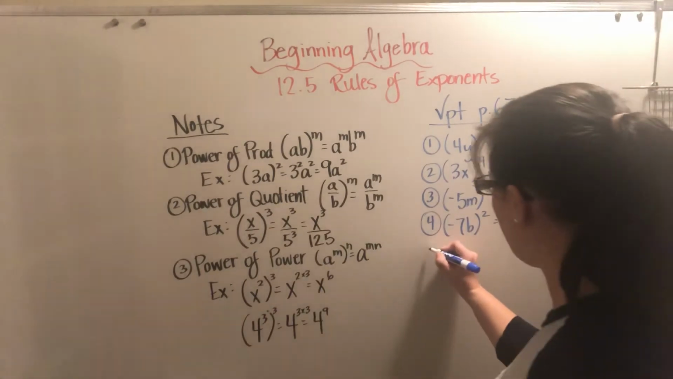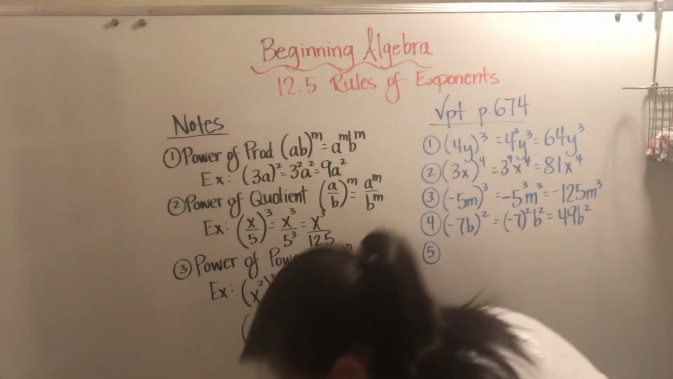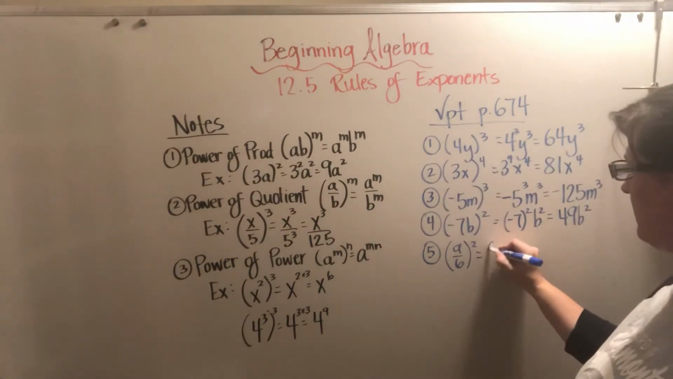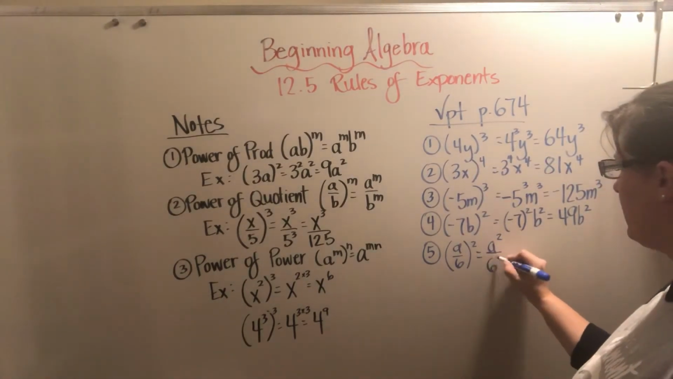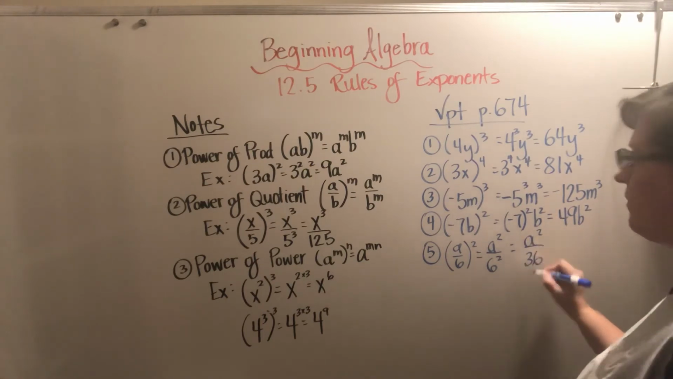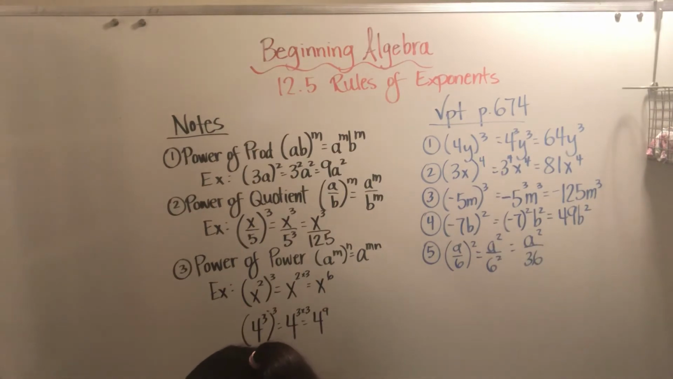I'm going to go ahead and look at 5. I'm just going to do a few because I think you know them. This is (a over 6) squared. All right, a squared over 6 squared means I'm left with a squared over 36. Pretty straightforward in that section.